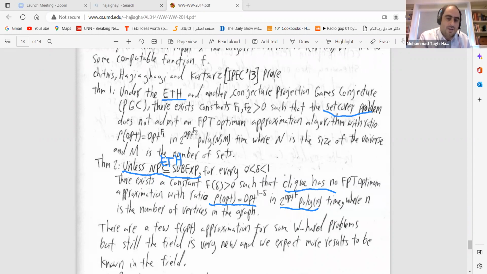But there's another conjecture called the projection game conjecture. Under this condition, you can show that for set cover or dominating set, there is again nothing: you cannot get anything like opt approximation or K approximation in time 2 to the K. So unless you want to pay exponential in K, this theorem says that you cannot get anything better than K approximation. This was the initial result that we had, connecting fixed parameter algorithms and approximation algorithms.